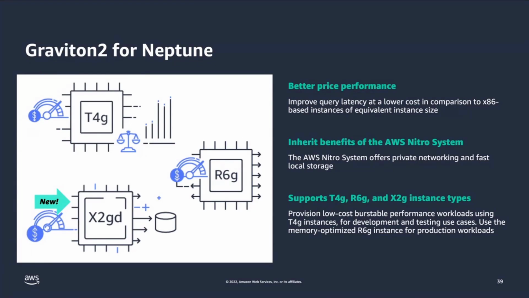As of today, we support the T4G series for low cost development and test type workloads. We also support the R6G series, and recently we added support for the X2G series for any use cases where having a lot of memory or a lot of buffer cache is beneficial.